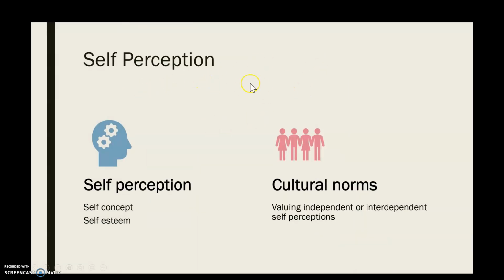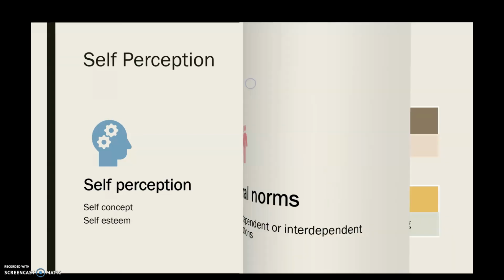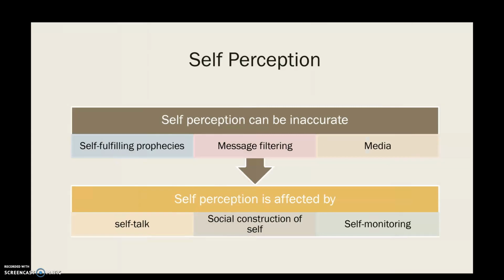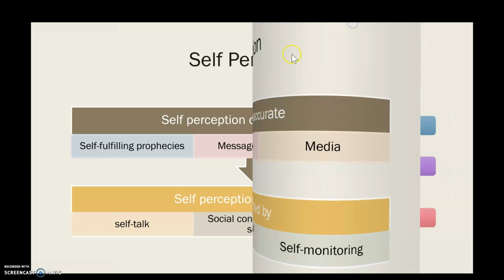Self-perception: the two main types of self-perception that you need to be aware of are the self-concept and self-esteem. And remember, self-esteem is how we feel about our self-concept. And that it is affected by cultural norms. So certain cultures are more likely to value independent or interdependent self-perceptions, and we need a kind of balance of both. Self-perception can be inaccurate due to self-fulfilling prophecies, message filtering in the media, and it's affected by self-talk, the social construction of the self, and self-monitoring.